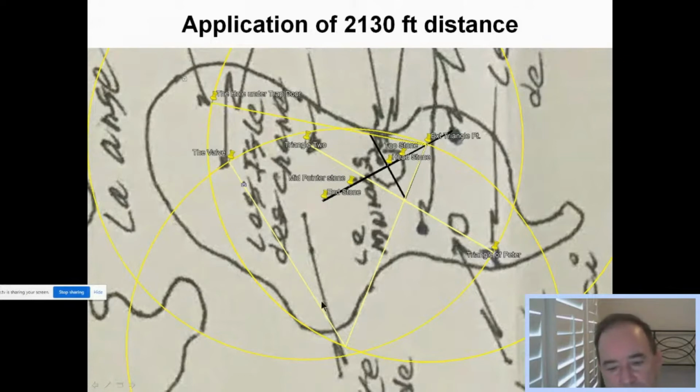You'll also confirm the valve and the triangle of Peter from triangle 2. All these are equal distances. Notice also this angle here, it's the 80-degree angle. It sets up a point right here that is also to the valve.